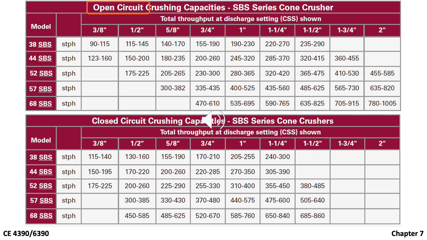So suppose that the model is 52 SBS and the closed side setting is 1 inch. The total capacity is between 280 and 365 tons per hour. If you use the same machine for tertiary crushing, which means a closed circuit, you get a much higher capacity, from 310 to 400 tons per hour.